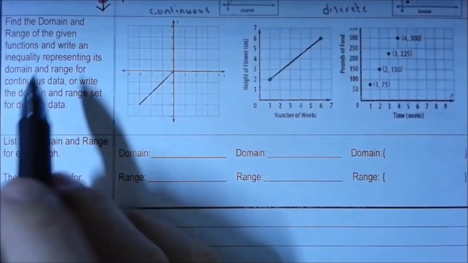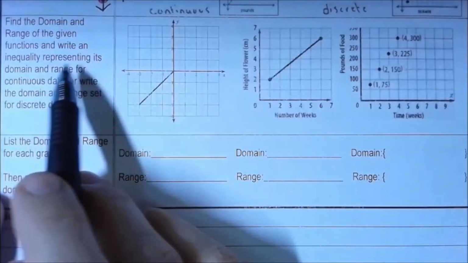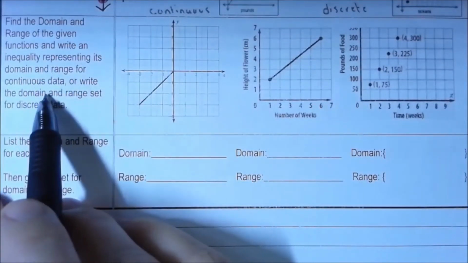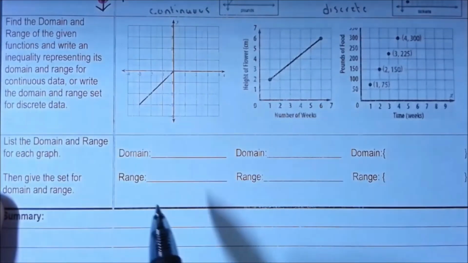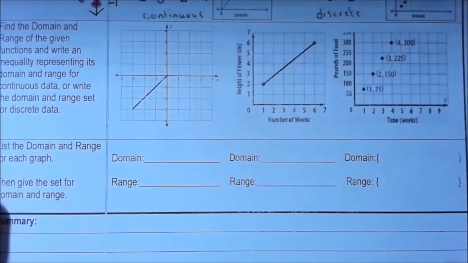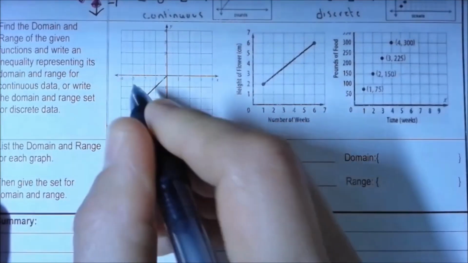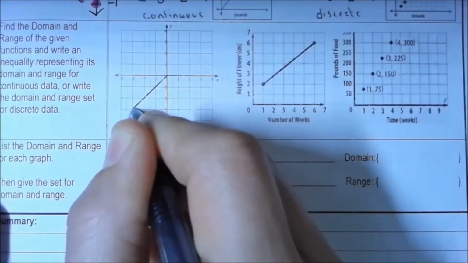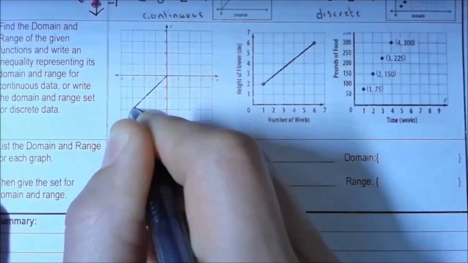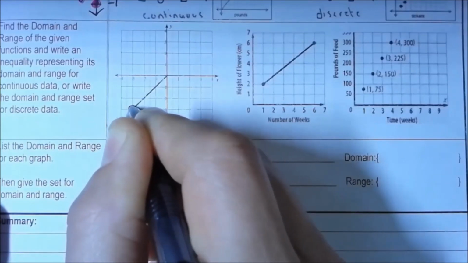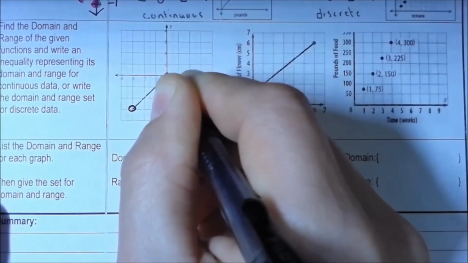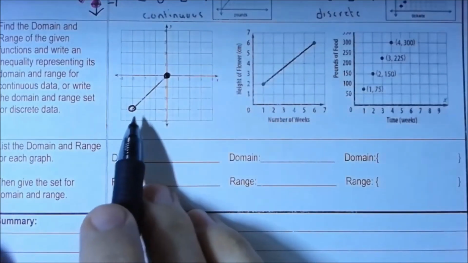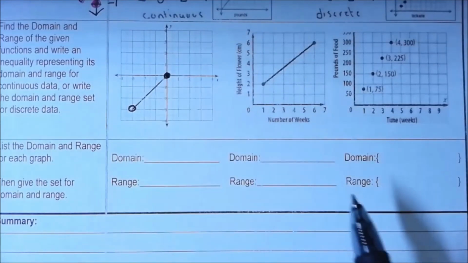Right here it says find the domain and range of the given functions and write an inequality representing its domain and range for continuous data, or write the domain and range set for discrete data, because we're going to write it two different ways. Now notice this is linear right here, and just for grins I'm going to say that this is an open dot. Let's say there's an open dot at this point, and let's say there's a closed dot at the origin where that line ends. This way you can see that there's going to be a difference between open dots and closed dots.